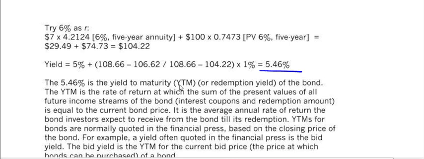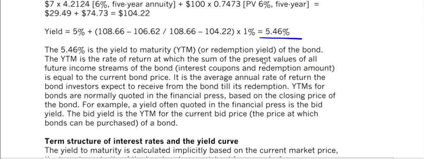Okay, now the second example is about finding the yield. The first one is finding the value using the yield, and you must understand this is one yield for the whole period of the bond. One yield for the whole period of the bond.